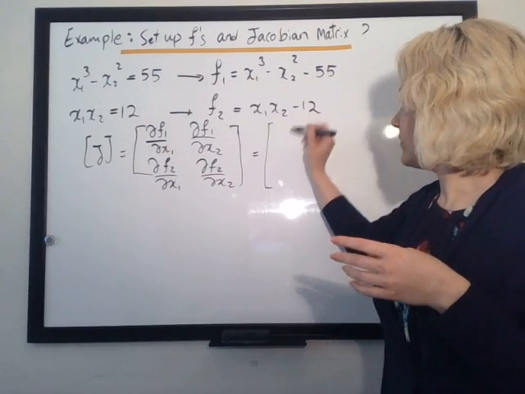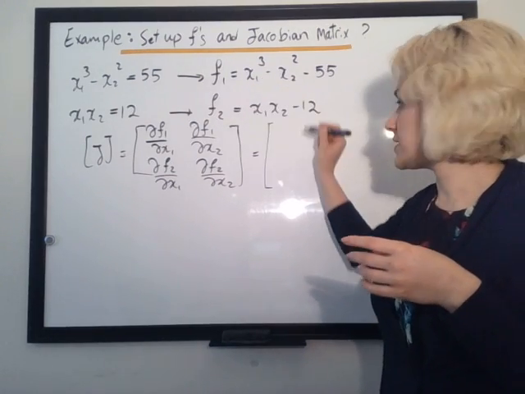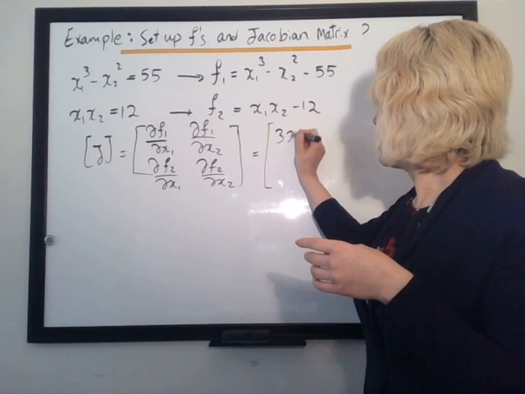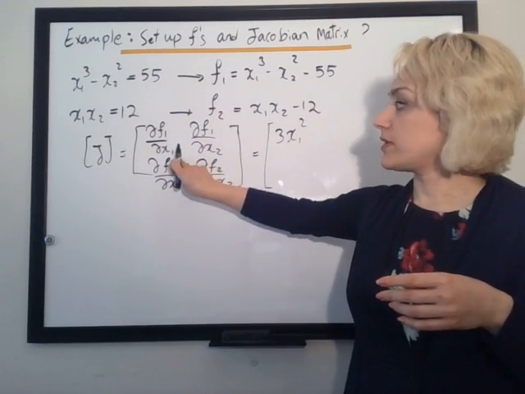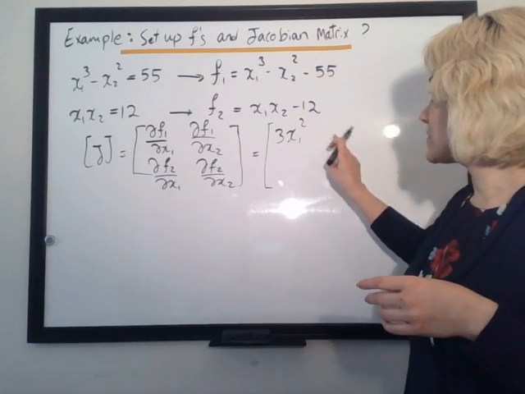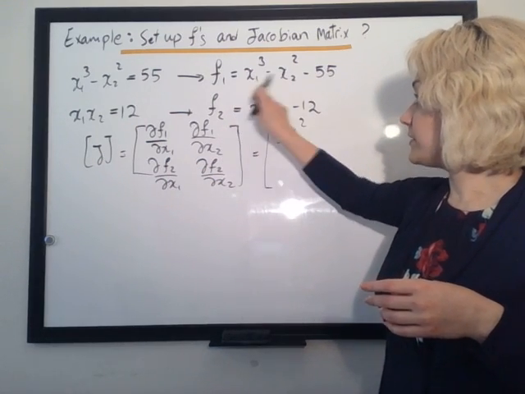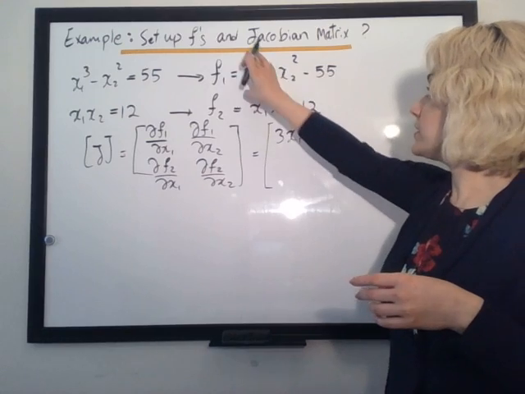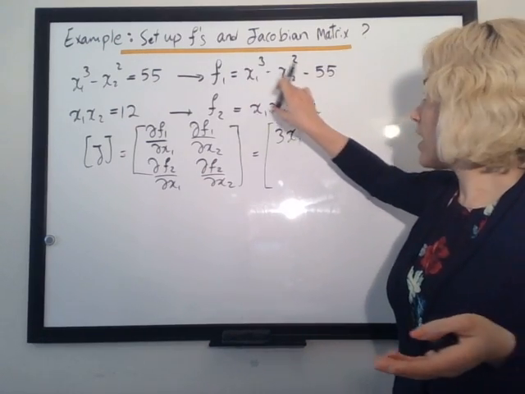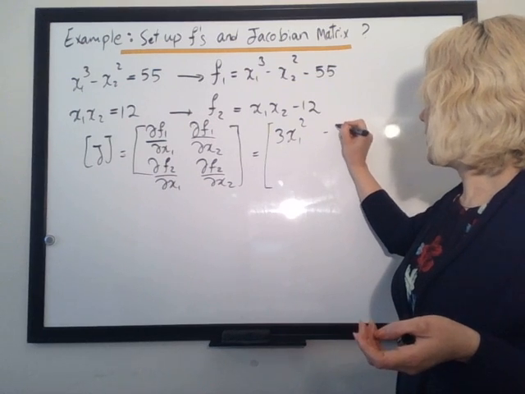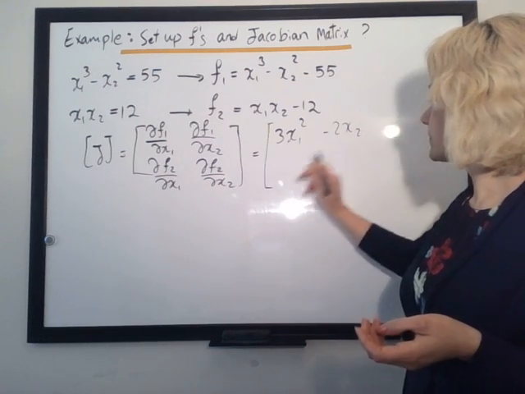So we just need to get the derivative of this one. It's going to be x1 squared. So that's going to be my partial derivative of f1 with respect to x1. And the next one is the partial derivative of f1 with respect to x2. Here, this one is going to be like a constant, so this one is going to be minus 2x2.